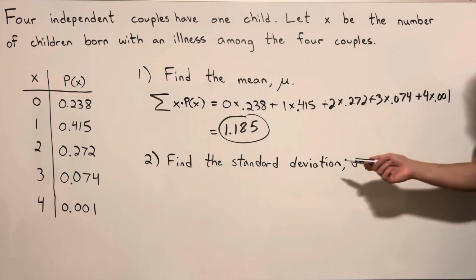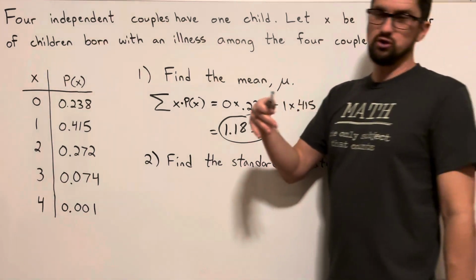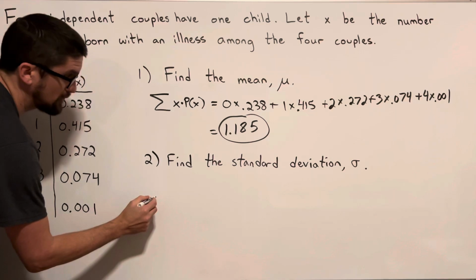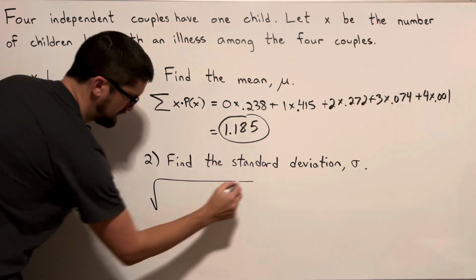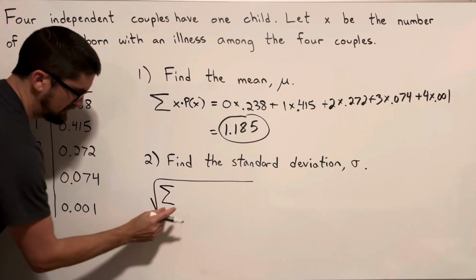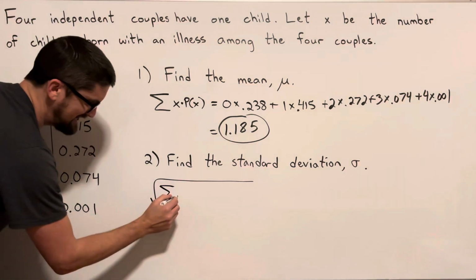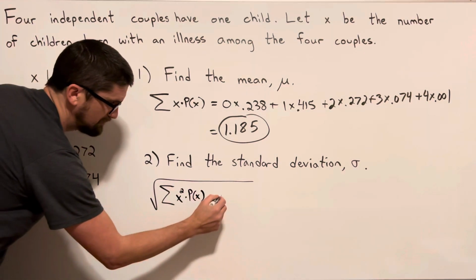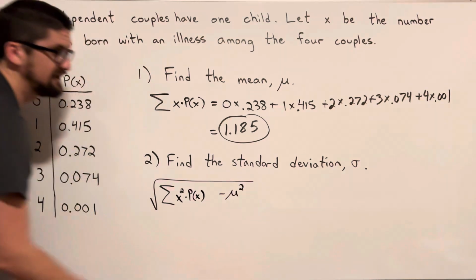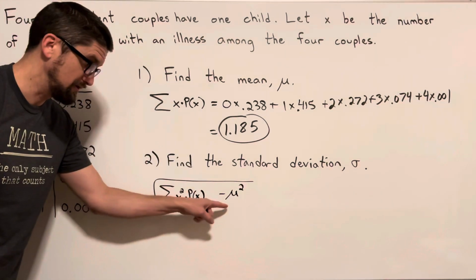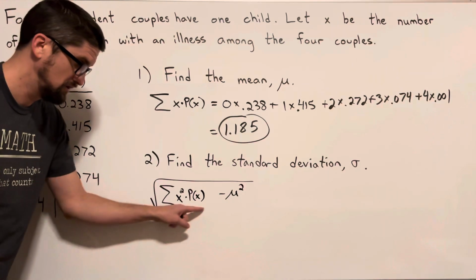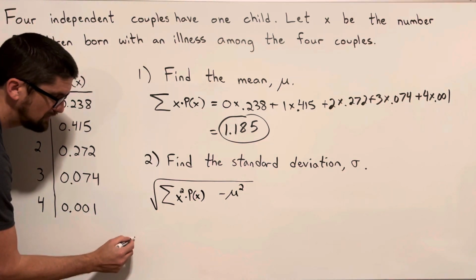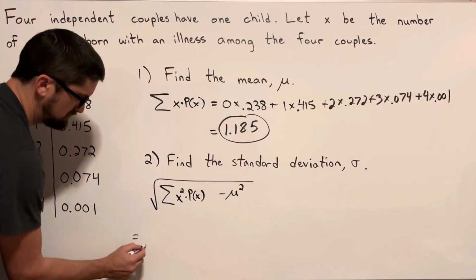Now the standard deviation also has a formula. It is the square root, and then you have the summation symbol again. You take the x, but you square it, multiply by its corresponding probability, but then subtract the mean that you found up here squared from that summation. So doing this big long formula.